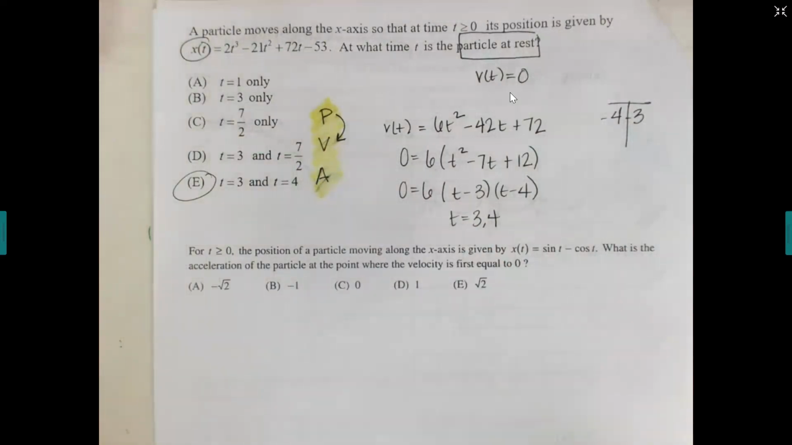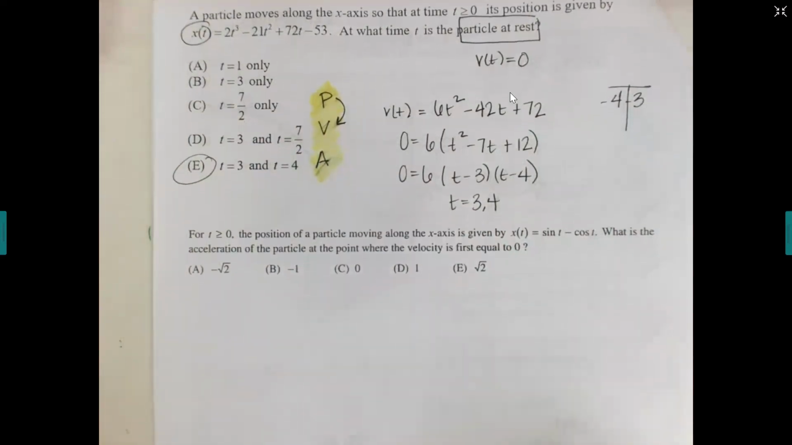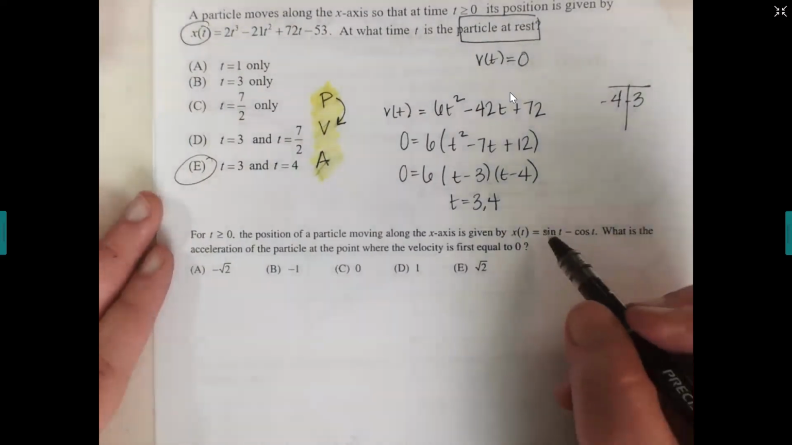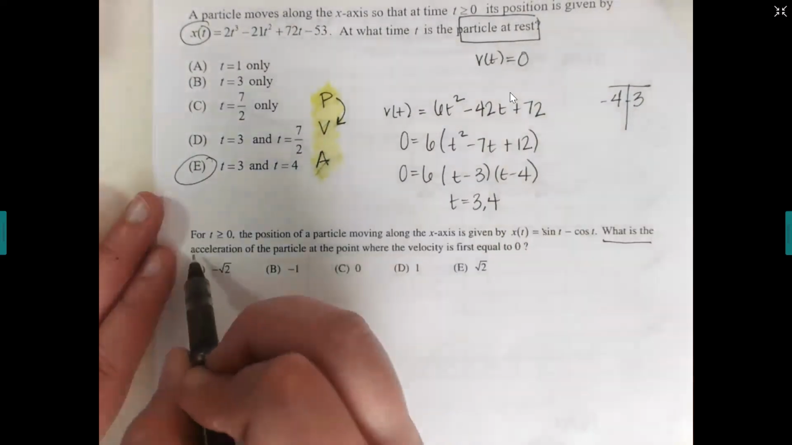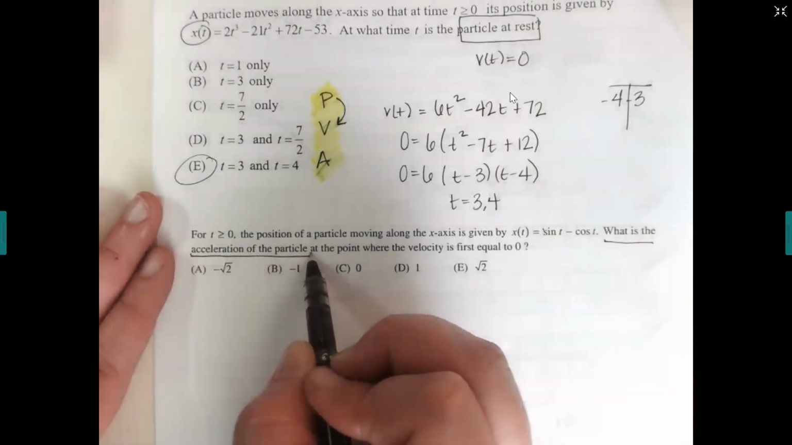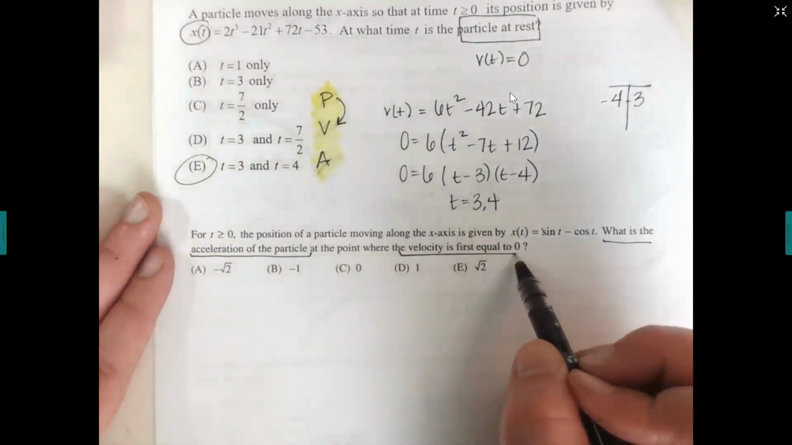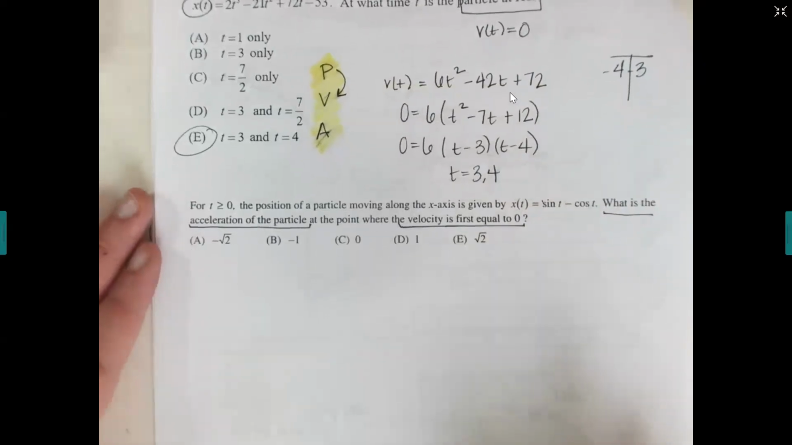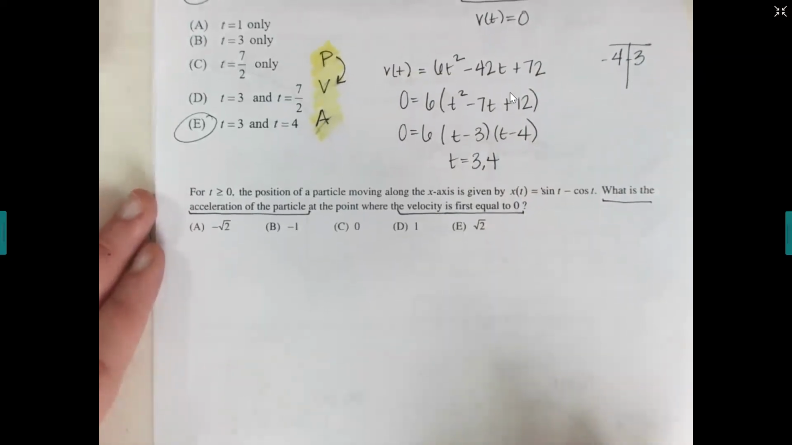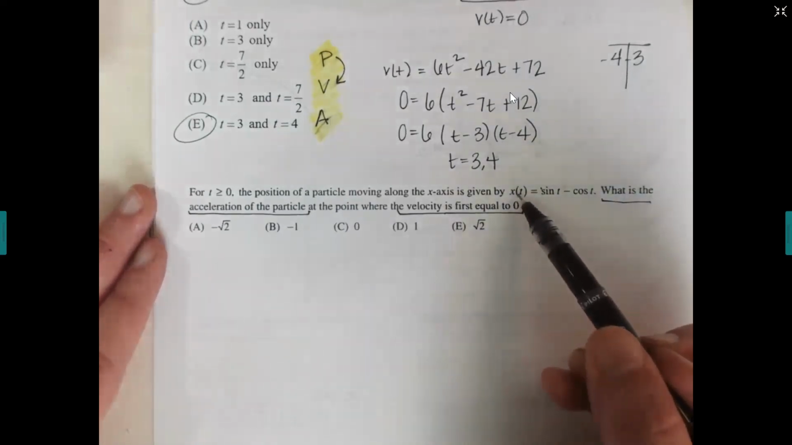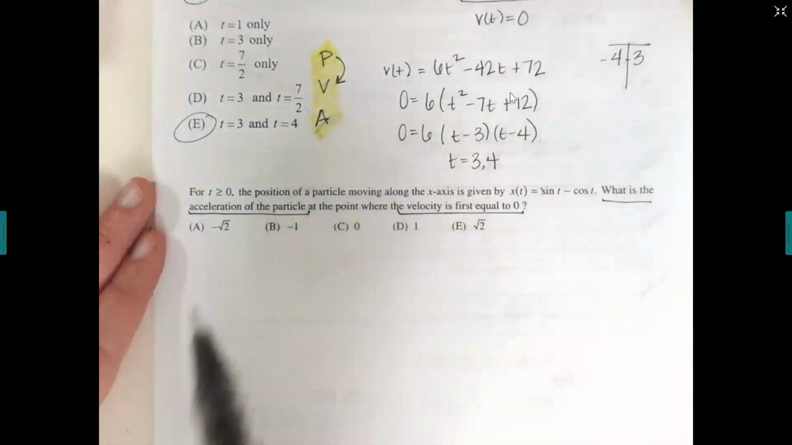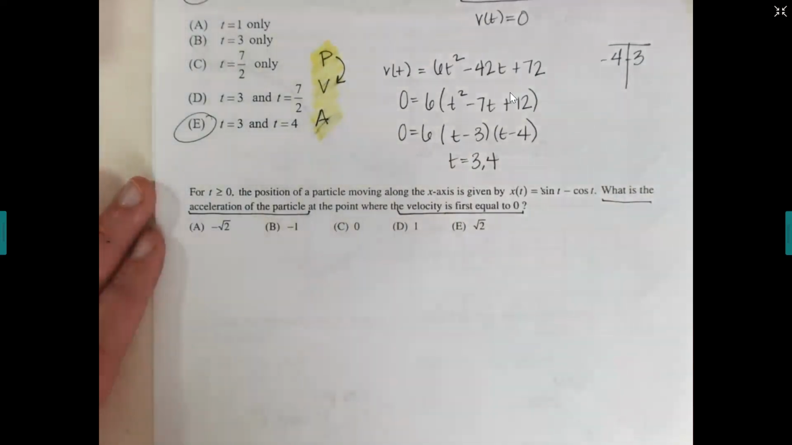Okay. Next one is kind of an interesting question. Again, you have position. You want to find the acceleration of the particle when the velocity is first 0. So what do we need to do? So we have position. How will we get to acceleration? We'll take the derivative twice. So let's start with that.